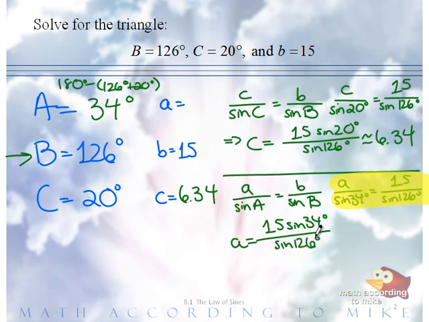Throw that into your calculator. You should expect an answer bigger than 6, but less than 15. That narrows it down. 10.37 units.